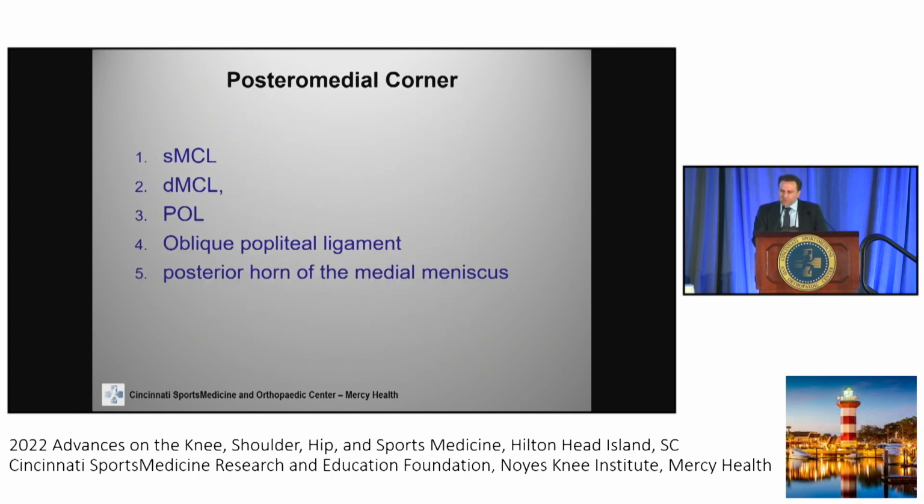Other structures that are important regarding the posterior medial corner, in addition to the superficial and deep MCLs, as well as the posterior oblique ligament, include the oblique popliteal ligament as well as the posterior horn of the medial meniscus. All of them provide various levels of stability for the posterior medial aspect of the knee.